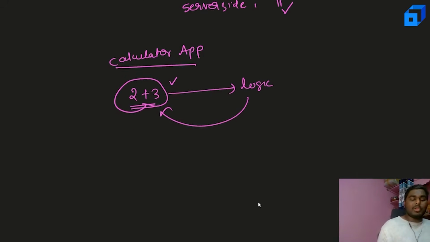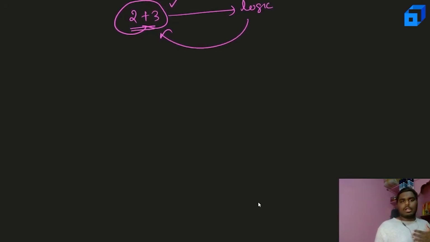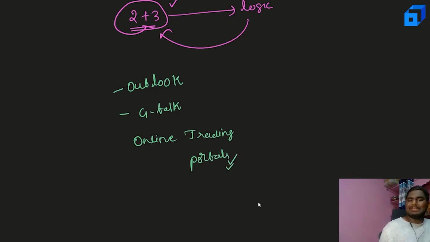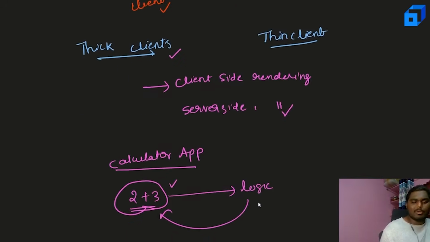Some famous examples that we use a lot in our day-to-day life are Outlook and Gtalk, Google Talk, and also some online trading portals, which involve a lot of calculations, right? So that is about thick clients.